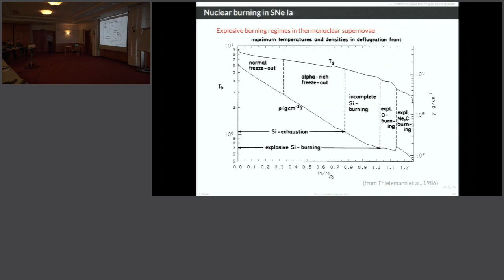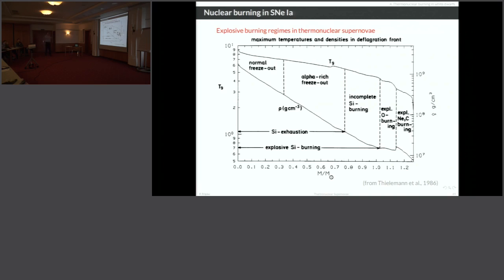Now, the explosive burning regimes can be characterized according to the thermodynamic conditions that are reached in the material in terms of density and temperature. So this is actually a plot that was made by Friedrich Thielemann a long time ago in 1986 for this famous W7 one-dimensional thermonuclear supernova explosion model. And the nice feature of this plot is that it actually has marked all the important burning regimes here.